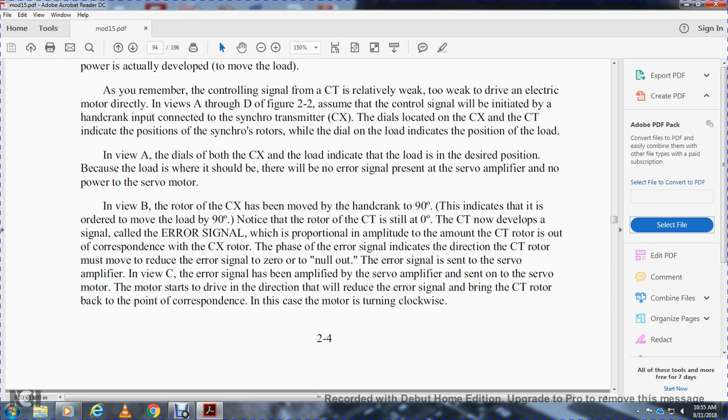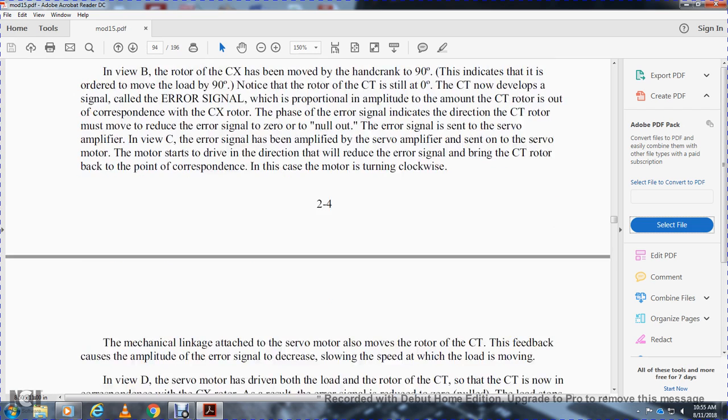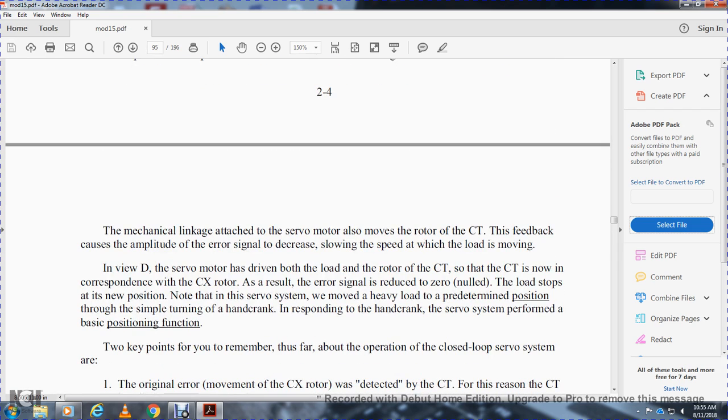The servo amplifier, set in servo mode, drives the motor in the direction that will reduce the error signal, bringing the rotor of the control transformer back to the corresponding point, in this case turning clockwise. The mechanical linkage attached to the servo motor also moves the rotor of the control transformer as feedback, so the amplitude of the error signal decreases, allowing the speed at which the load is moved to slow. The servo moves both the load and the rotor of the control transformer.